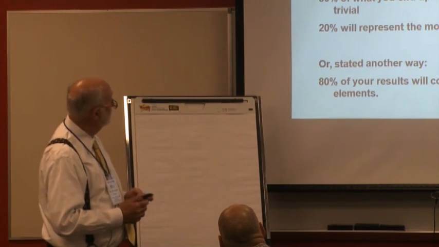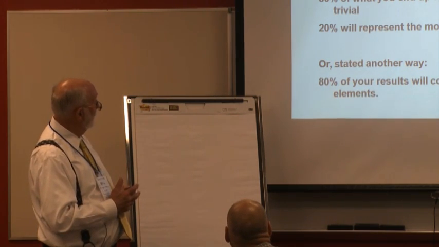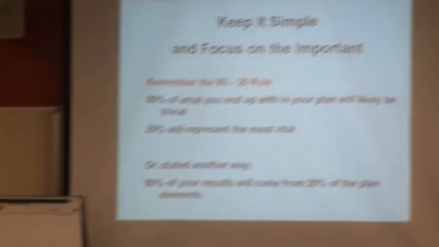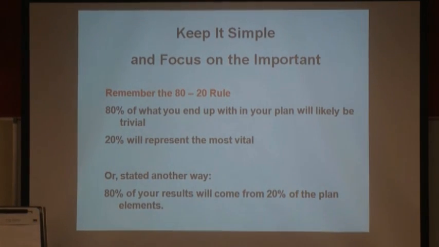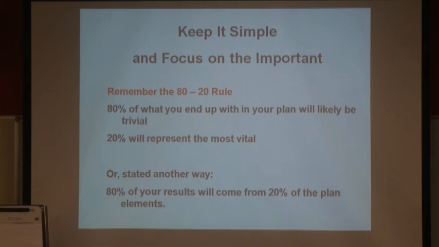3 great lies. So here, again, to Bart's point, keep your plan simple. 80% of what you end up with is probably going to be not that important. 20% of it will be the meat of the thing.